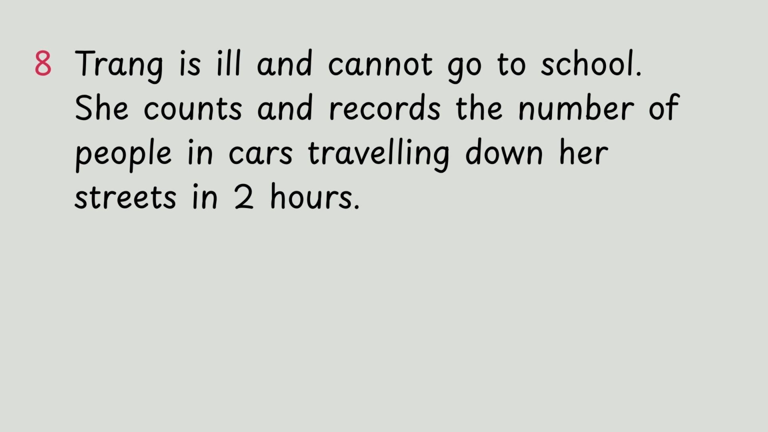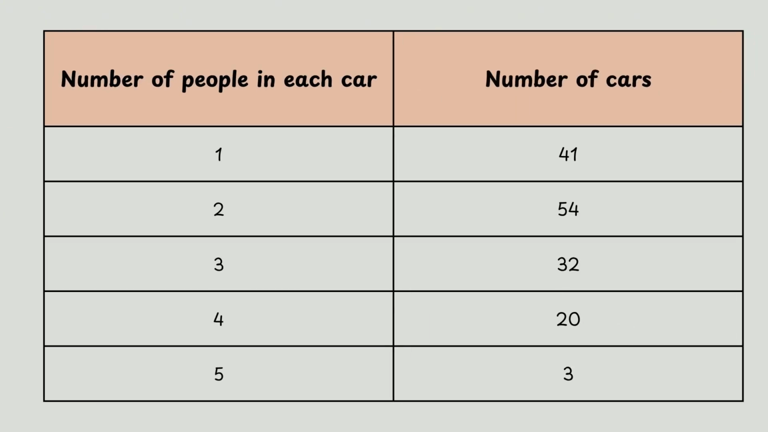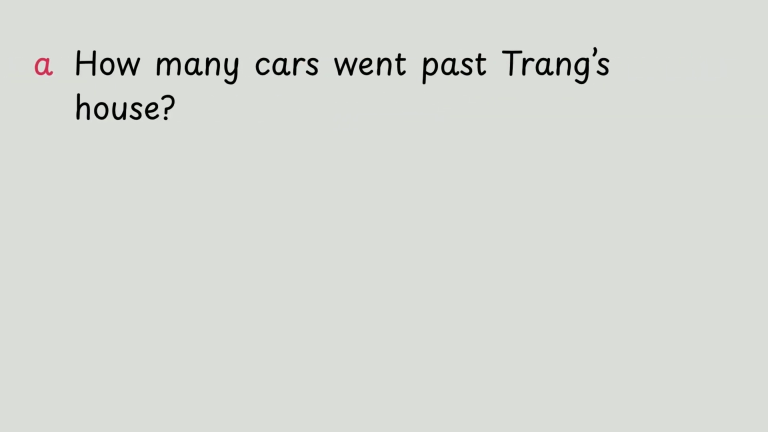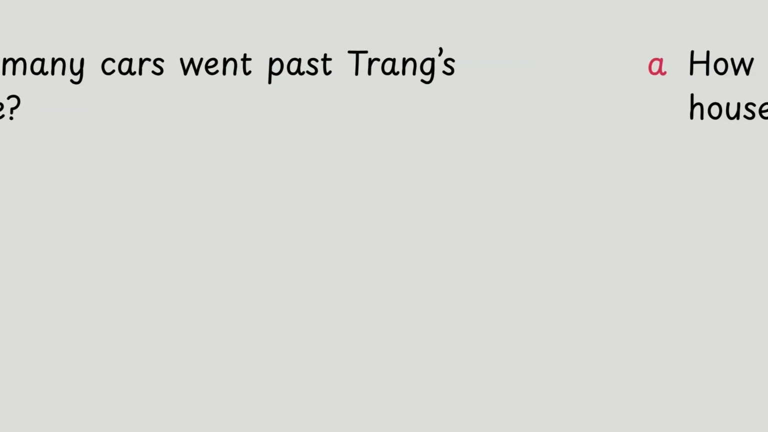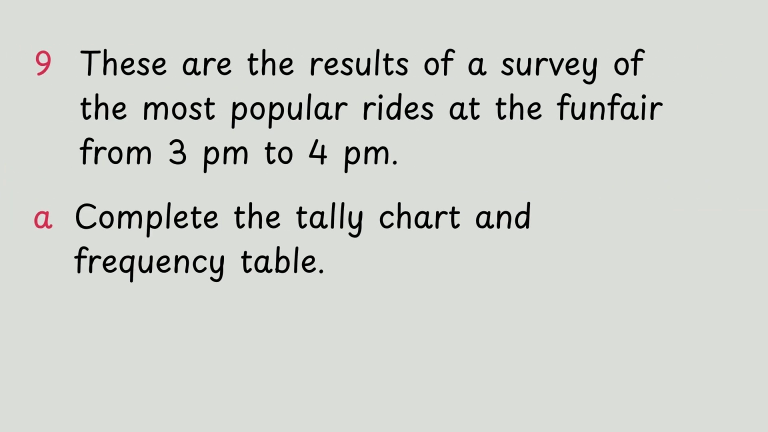Question 8. Tran is ill and cannot go to school. She counts and records the number of people in cars traveling down her street in 2 hours. Number of people in each car. Number of cars. A. How many cars went past Tran's house? 150 cars. B. How many people in total travel in those cars? 240 people.